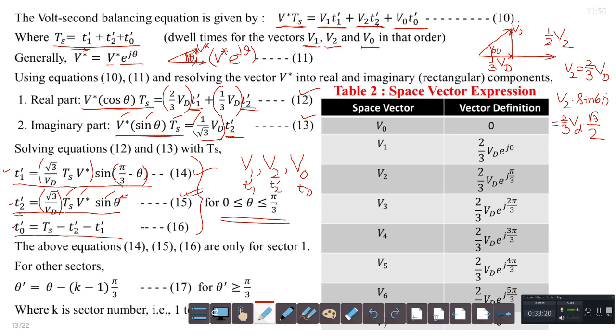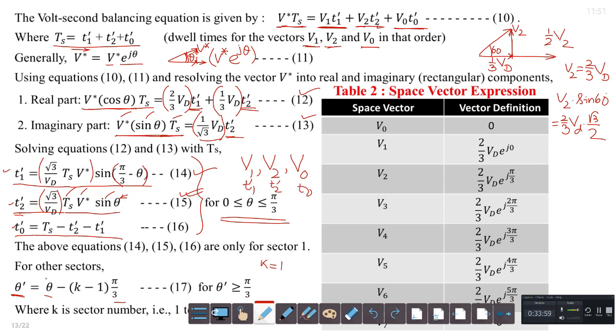Now, these equations are only for sector 1. If the reference voltage is in any other sector, how do we get the times? We find the angle theta dash given by equation number 17. What is that? Theta dash is theta minus k minus 1 whole into pi by 3, because k is the number of the sector. When the reference voltage is in sector 1, that means k equal to 1, k minus 1 is 0. So, theta dash is theta, which leads to equations number 14, 15, 16.